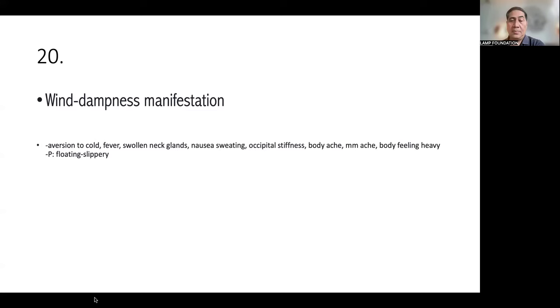So if the pulse is slippery and floating, that's definitely wind in combination with dampness. And we all know that if you have dampness, there will always be the feeling of heaviness, no? The body feeling heavy. Okay. There will be swelling. So remember, if there's dampness, there's swelling of the neck glands.